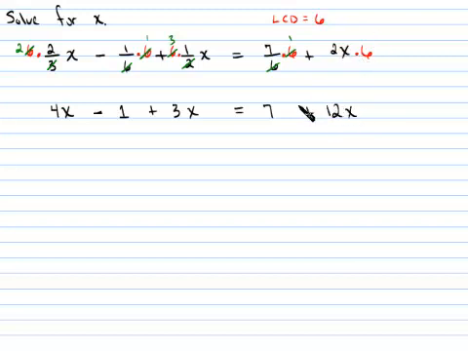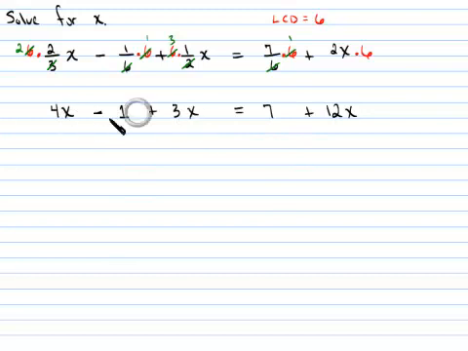A very common mistake students make is they'll multiply everything with a fraction by 6 and they tend to leave that one out. But if you do that, you're not using the distributive property, where if you multiply this side by 6, you've got to multiply both terms by 6. So at this point, let's just solve the equation.